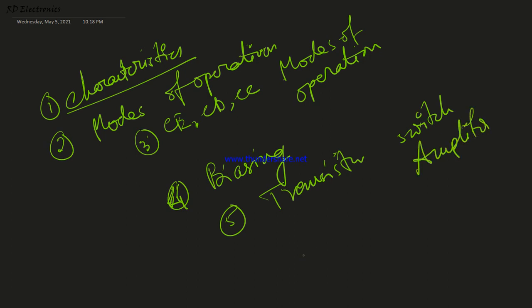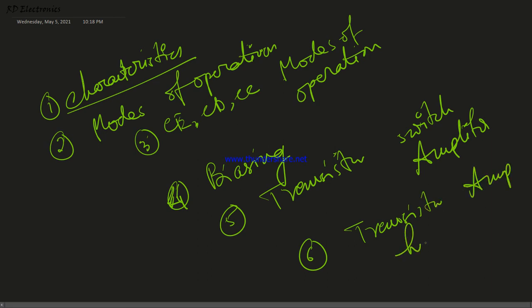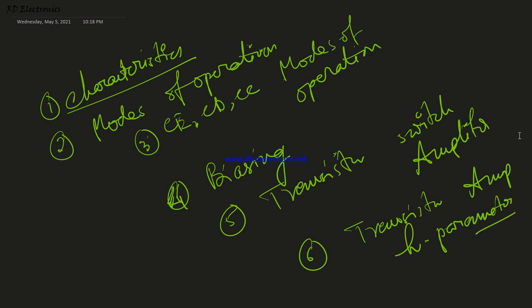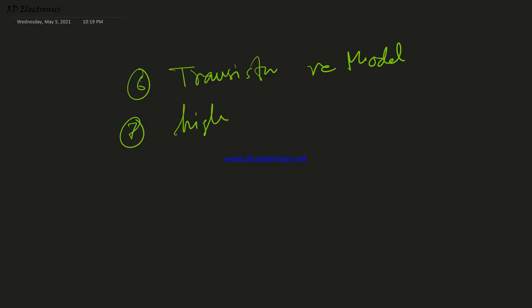In the 6th part, we discuss the transistor amplifier. In this section, we discuss each parameter of the transistor and the importance of each parameter. Then in a later video, we discuss the transistor RE model. Later we discuss the high frequency model of the transistor, the high frequency model which is used in amplifiers.